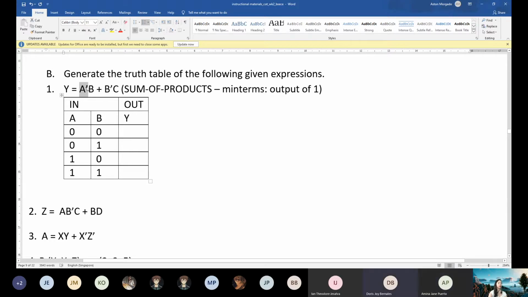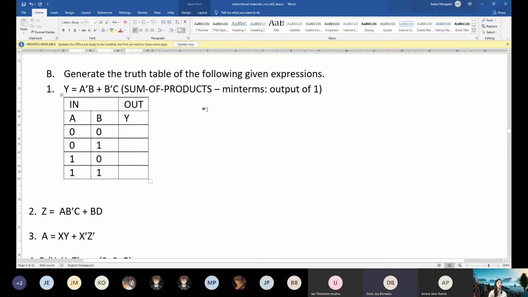Okay, A is 0, B is 1. So it means this is A prime, A is 0, B is 1. So where is that? Ito yung combination na yun, diba? So A prime B.